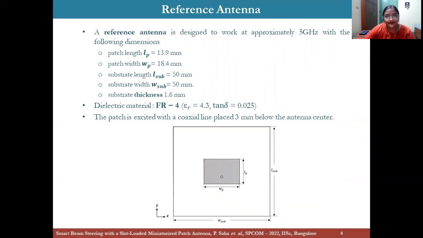At first, a reference antenna is designed for 5 GHz. The antenna is designed on an FR4 substrate with a thickness of 1.6 mm. The dimensions of the antenna are given in the figure. A coaxial feed line is used to excite the antenna.